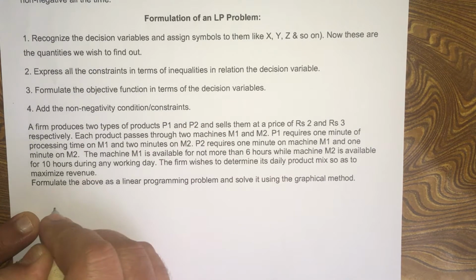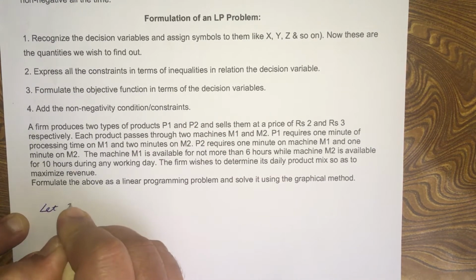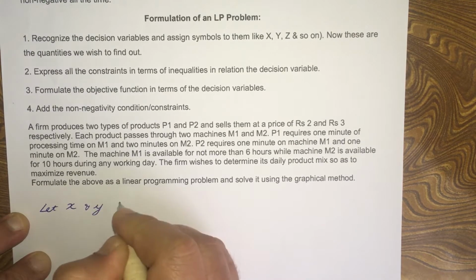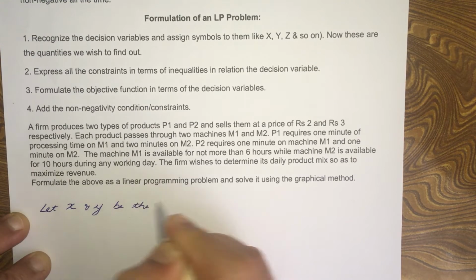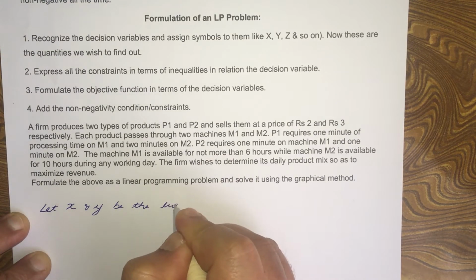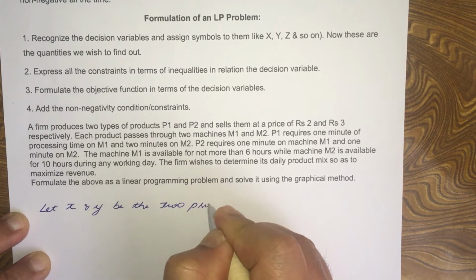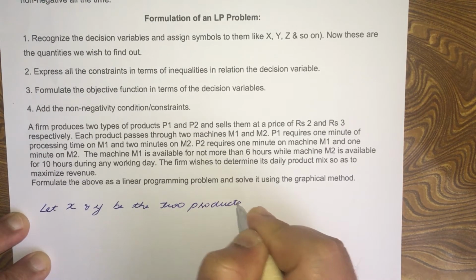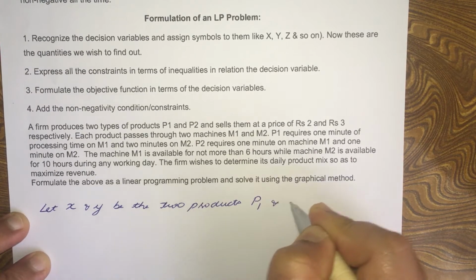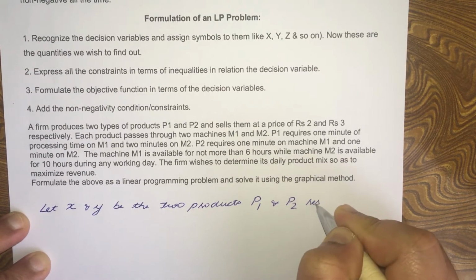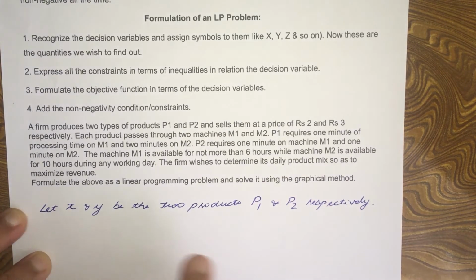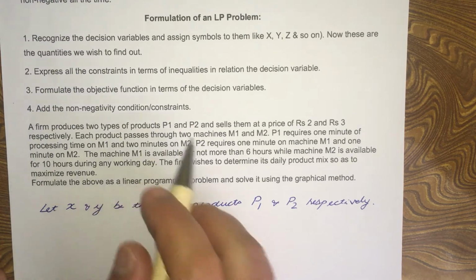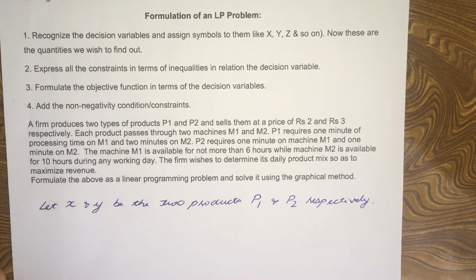Let x and y be the two products P1 and P2 respectively. So we have already identified the two decision variables, and we've also expressed these two decision variables.